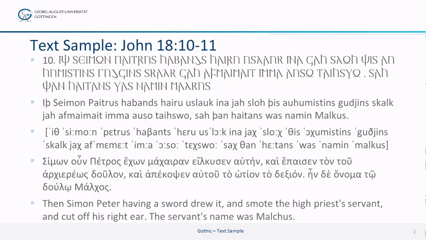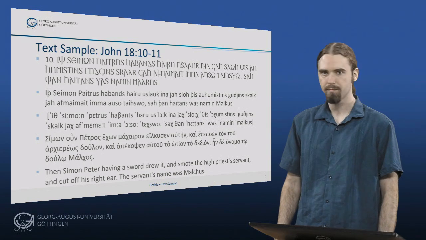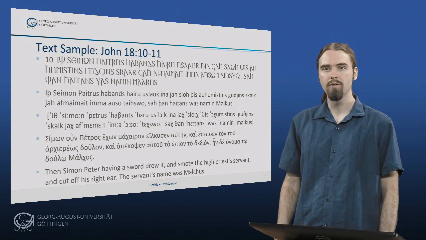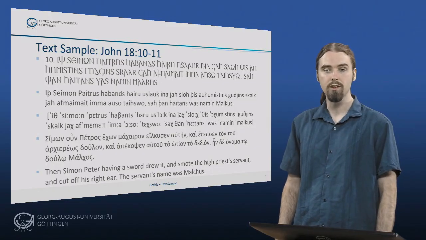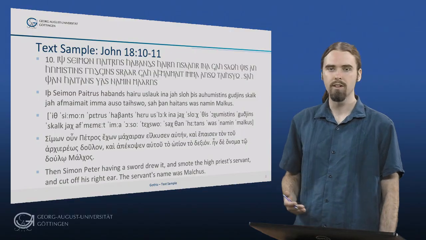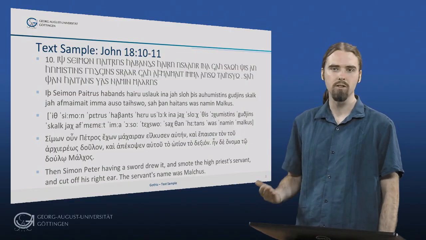Ith Simon Petrus havans heru uslok ina, jak slok des ochumistens gudiant skalk, jak af memet imma oso texuo, sach than hetans was namin malchus. The Greek text here is from Robinson and Pierpont's 2005 edition of the Byzantine tradition of the Greek New Testament. It may not be an exact match for the text that the Gothic was translated from in every detail, but it's a pretty good approximation.